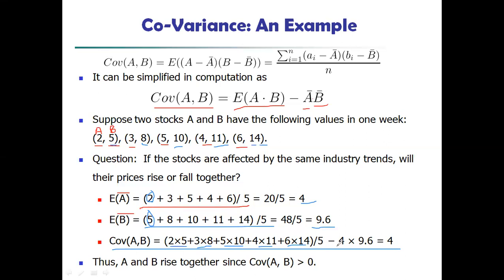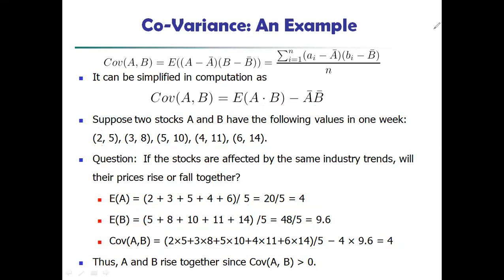minus 4 into 9.6. This is the value 4. Finally, we got the value 4. So 4 is greater than 0. So automatically this is positive covariance, isn't it? So this is a small example for covariance.